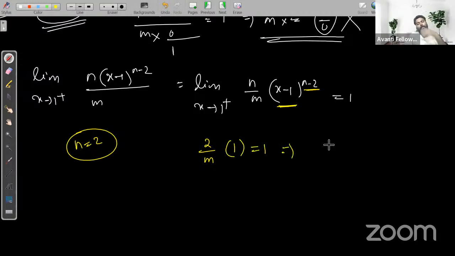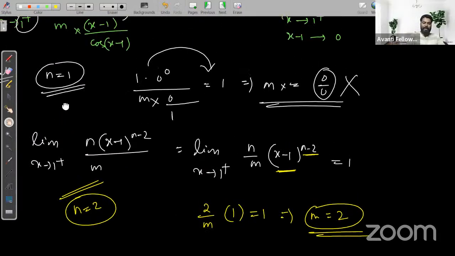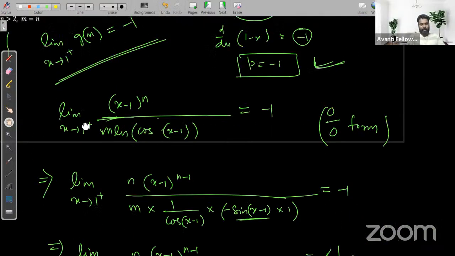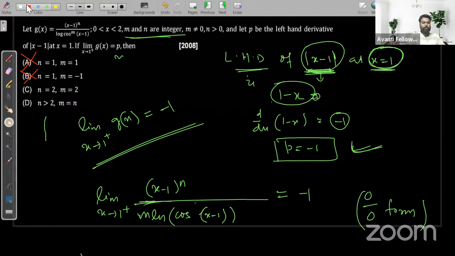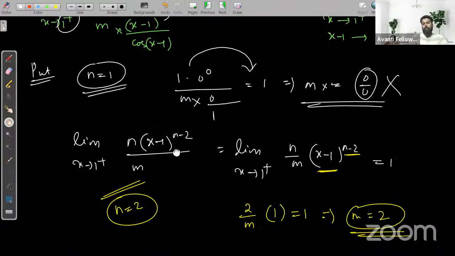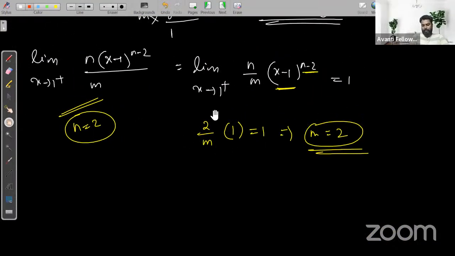So here I am getting, if n is equal to 2, I am also getting m is equal to 2, right? When we are putting n is equal to 2, I am getting m is equal to 2. So option C is correct, right? Option C is correct. You can check it also here. Already we have checked it, right?